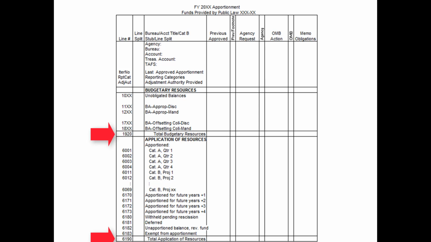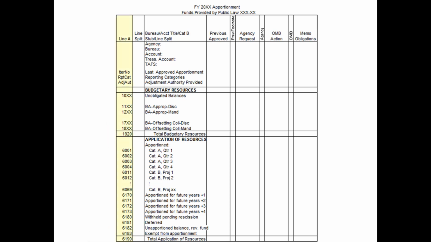If your application of resources does not equal the amount of resources available, you could easily be in violation of the Anti-Deficiency Act. So the form is designed with a built-in check to make sure they're equal. If they're different, you will be unable to validate the form, and without a validated form, it cannot be submitted to OMB.